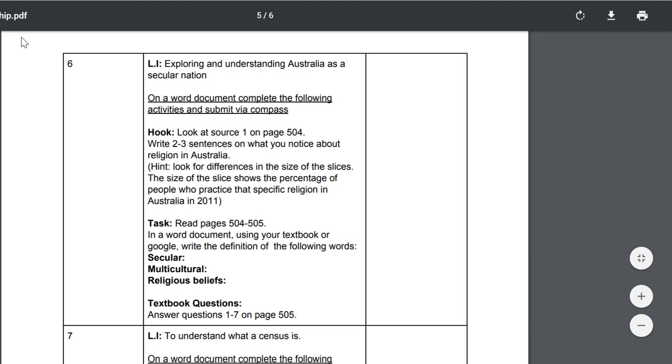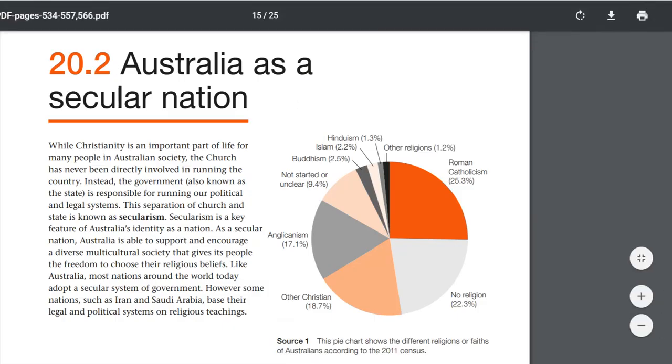So our hook for today is to look at source 1 on page 504. We're going to have a read of that just now and have a look at it together because it can be a little difficult to understand. After we've had a look at it, we're going to write 2 to 3 sentences on what you notice about religion in Australia. So let's have a look at it over here. Today we're going to read through 20.2, Australia as a secular nation.